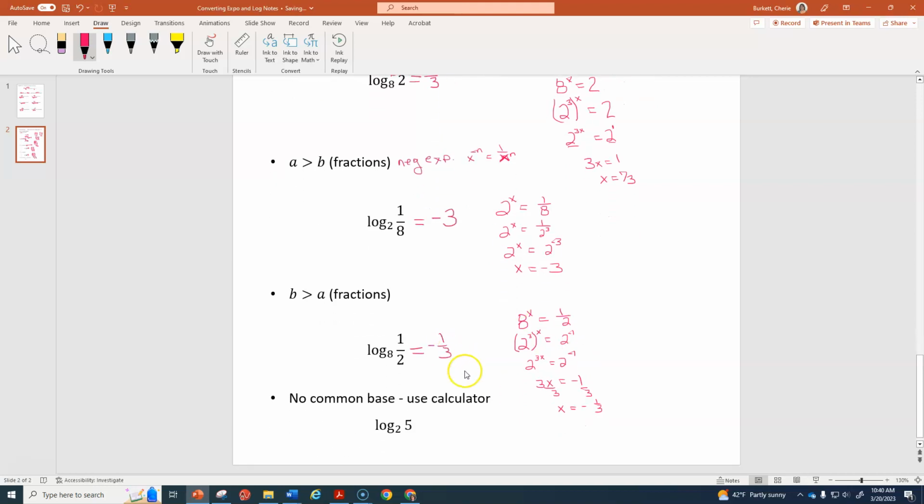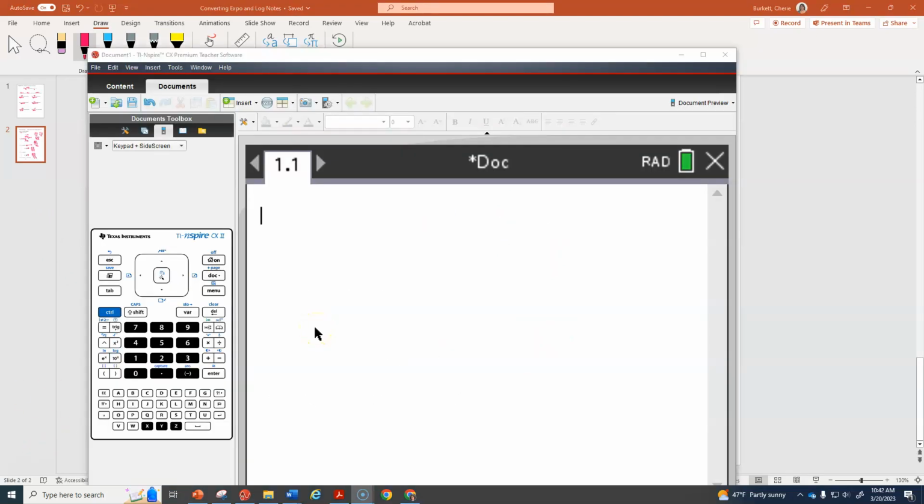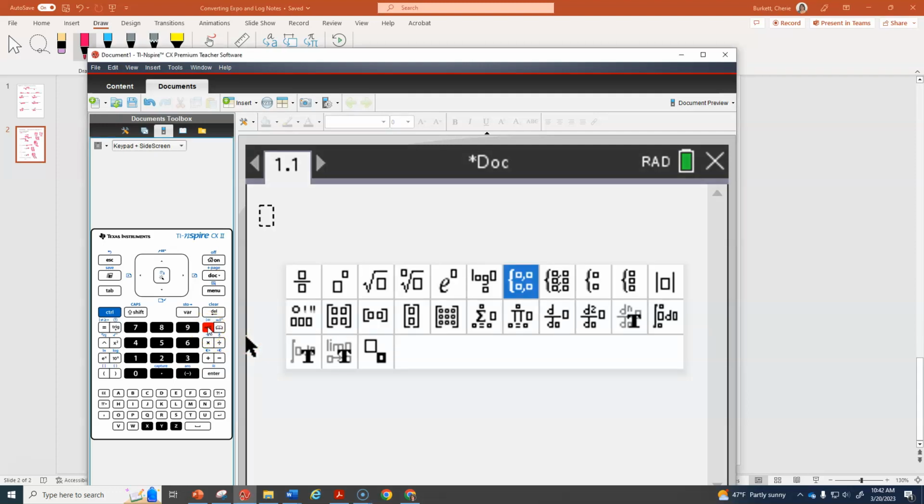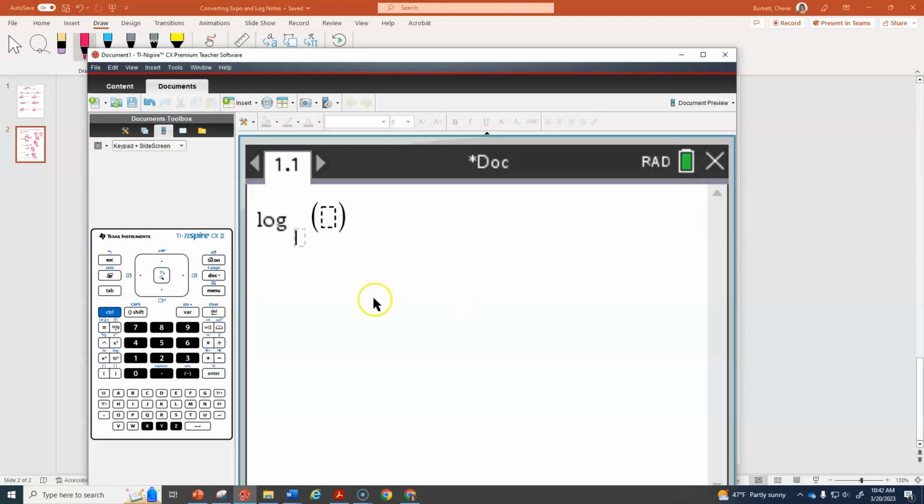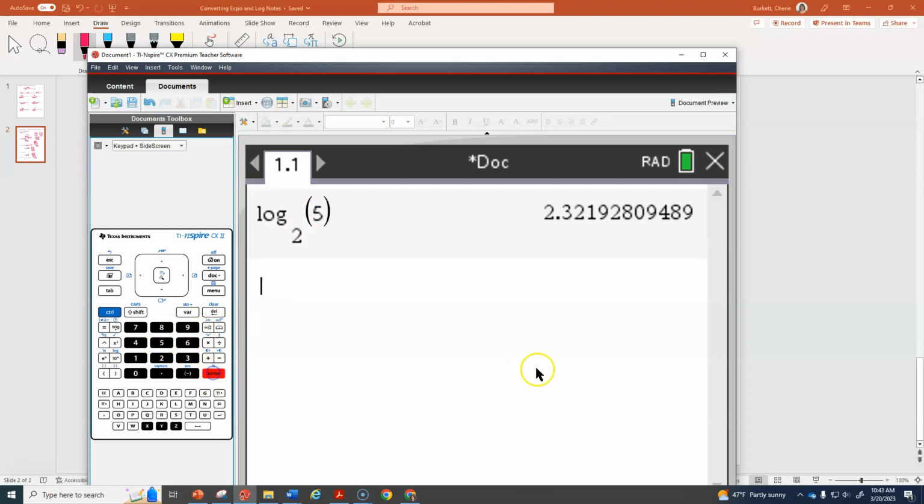And then there's going to be those where you don't have a common base. You cannot change a 5 into base 2 at all. That's going to be a calculator, and you're literally going to type it in exactly like that on the calculator. So on your Inspire, your template key right here has a log template. So you select that one. It gives you a place to put your base, log base 2 of 5, and it gives you a decimal value.